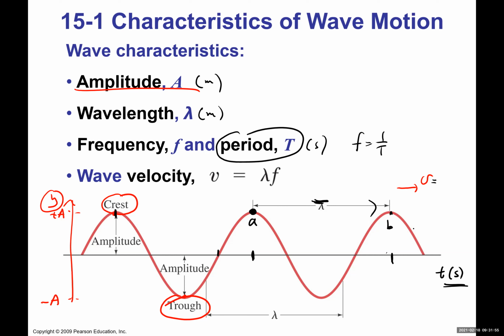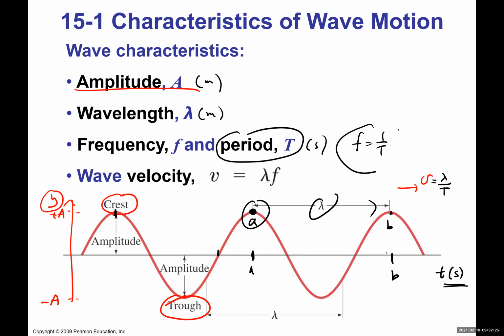That means I can say that the distance it covers is one wavelength. Let's say it goes from point A to point B, right? When this particular crest goes from point A to point B, it covers one wavelength of distance. But also the time it takes for it to cover that distance is the period. Remember, speed is distance over time. Distance is one wavelength, time is one period. So the speed of a wave is given as the wavelength over the period.